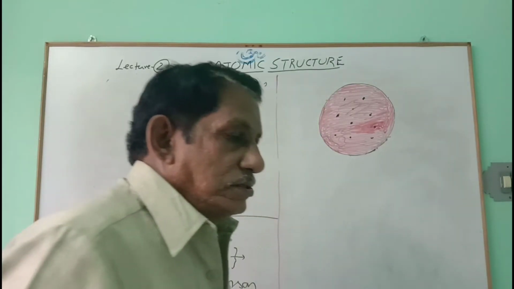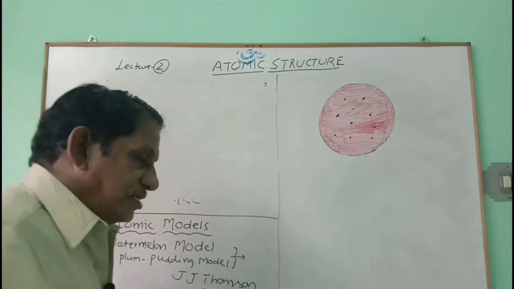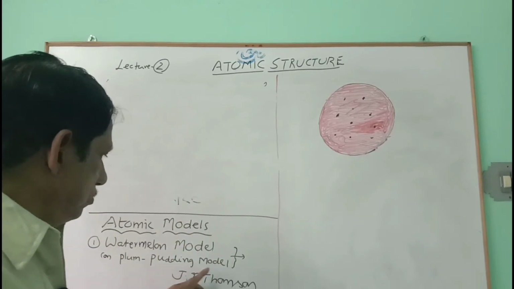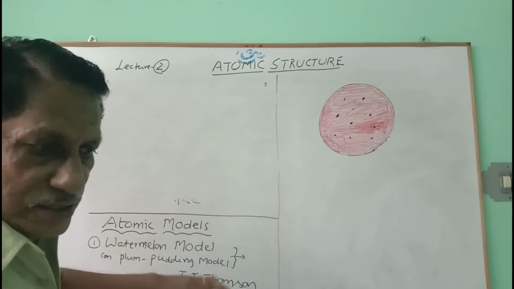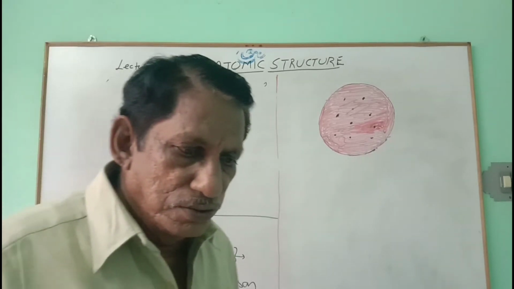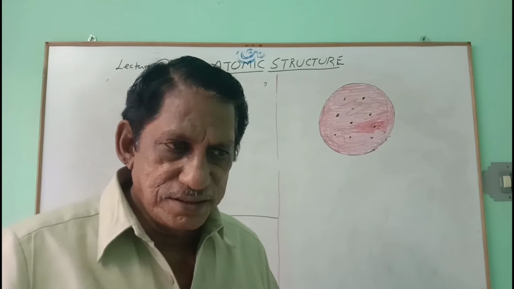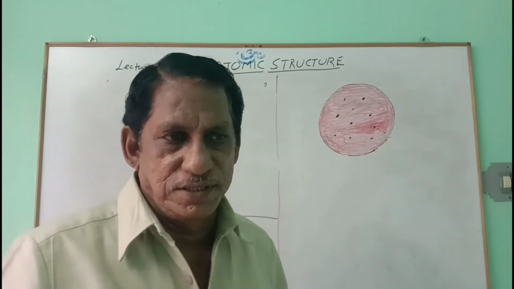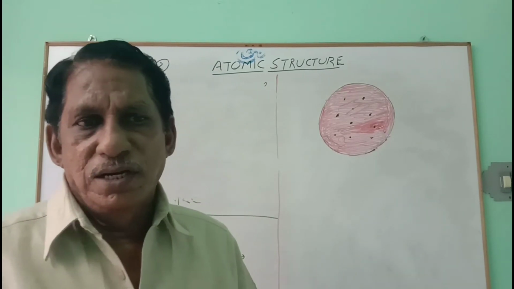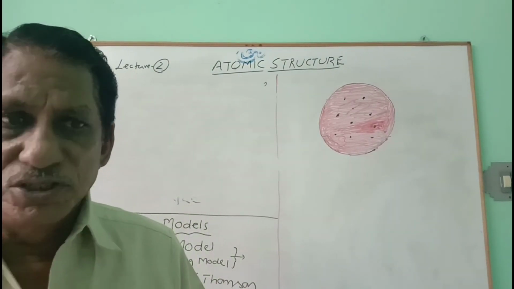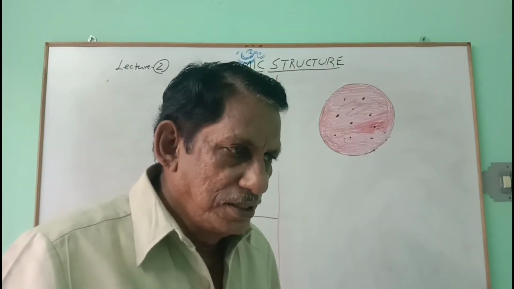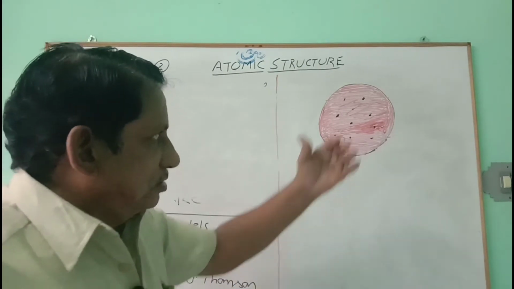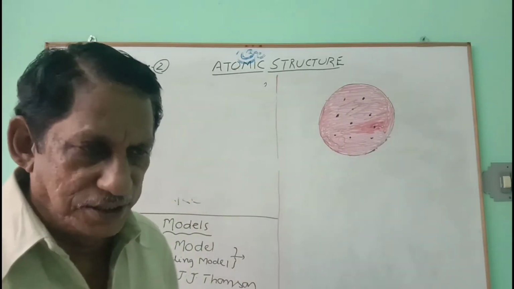Now, the first model that was suggested is the watermelon model. It is also called the plum pudding model. This was proposed by J.J. Thomson. At that time, only electrons and protons were known. There was no discovery of neutron. So how are these two present in the atom, which is assumed to be a sphere? For that, the spherical atom was compared to the watermelon, which is also assumed to be a sphere.